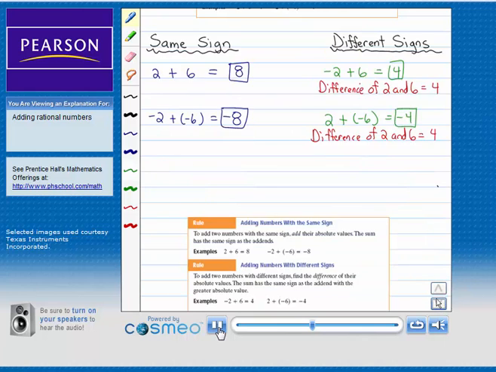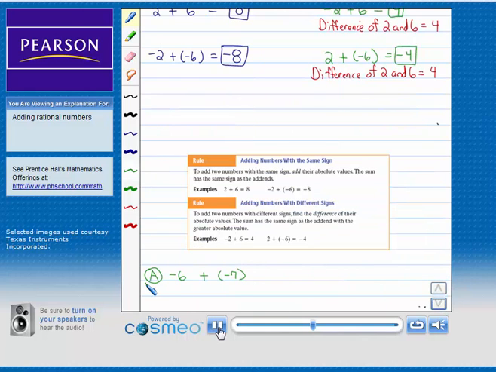Okay, you guys, let's try some more examples. Right here for letter A, I am adding negative 6 plus negative 7. Now again, when I'm adding two numbers with the same sign, and in this case they're both negative, I'm going to have a negative answer. I'm going to take the absolute values of both these numbers and add them together. The absolute value of a negative 6 is 6. The absolute value of a negative 7 is 7. 6 plus 7 gives us 13. And because they're both negative, I'm going to have a negative sum.